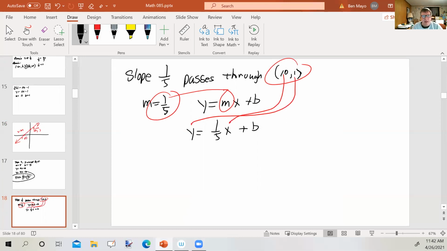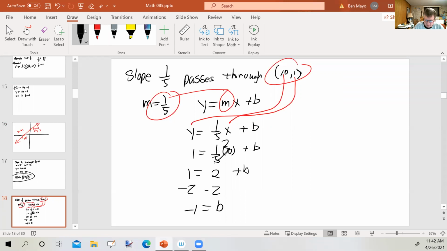I can put that in for x and y, and I get 1 equals 1/5 times 10 plus b. Now, all that is left in terms of a variable is b. So I can solve this equation for b. 1 equals 1/5 times 10 reduces down to 2. So 1 equals 2 plus b. Subtracting 2 from both sides, -1 equals b.